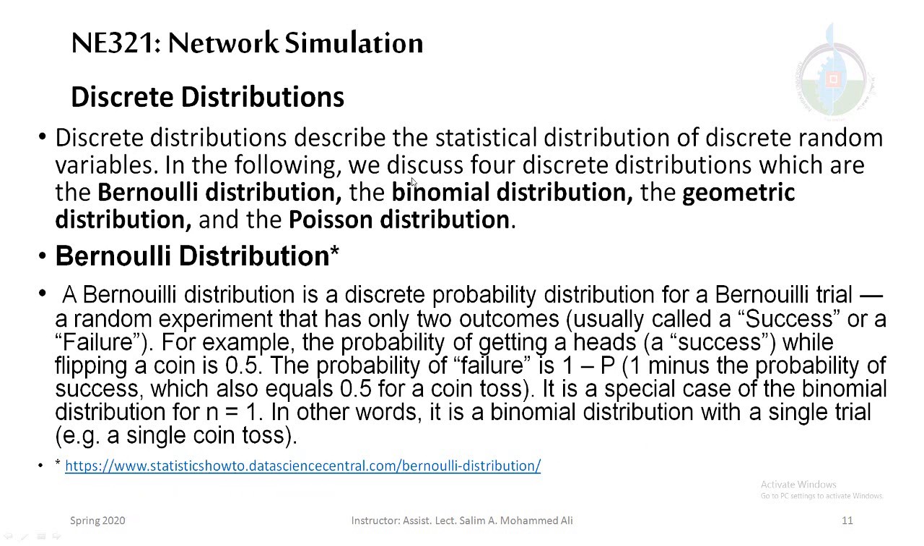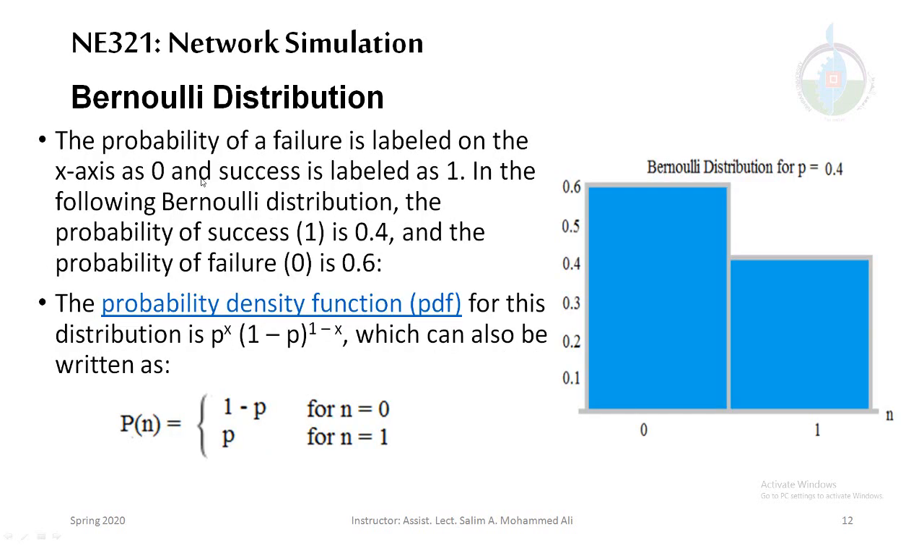So this is the main difference between binomial distribution and Bernoulli distribution. Bernoulli distribution is a special case of binomial distribution, where the number of trials, a single trial, is equal to 1. Okay, this is an example of Bernoulli distribution for 0.6 and 0.4 as well. The probability of the failure is labeled on the x-axis as 0, and success is labeled as 1 in the following Bernoulli distribution.